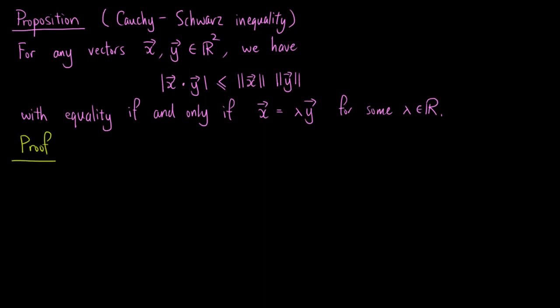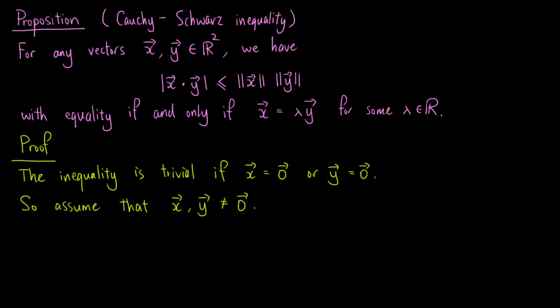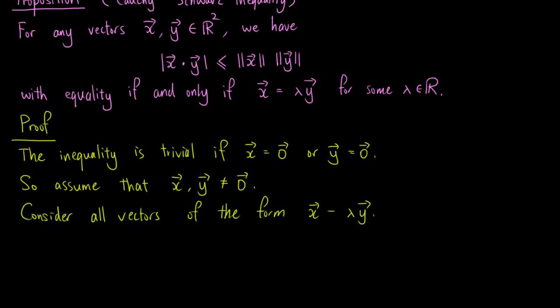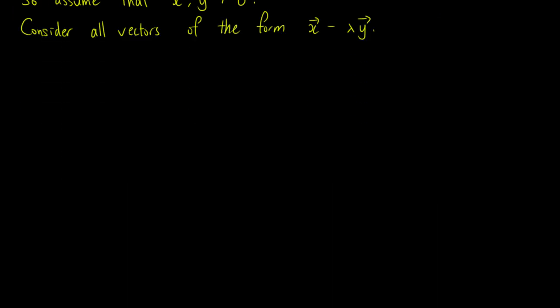To prove this, first we observe that if x or y is equal to the zero vector, then x dot y is equal to 0, and also the length of x or the length of y is equal to 0. So both sides of the inequality are 0, and so it holds trivially. So let's assume that both x and y are not the zero vector. We consider all vectors of the form x minus lambda y.